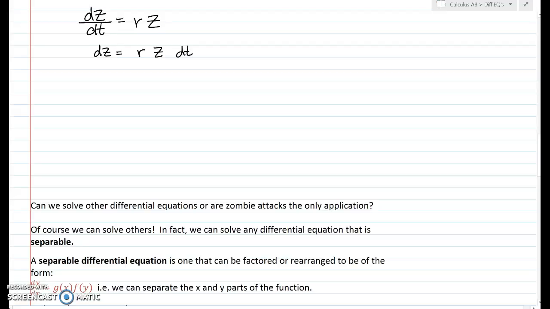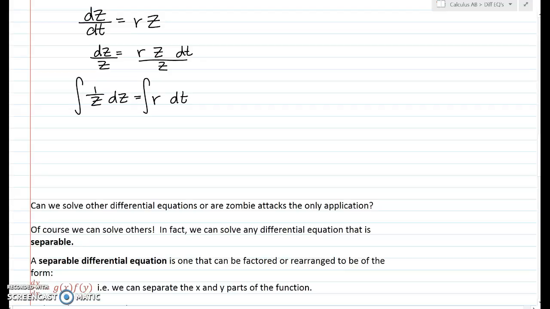But I want to keep all the same letter together. So I want to keep the z's with the dz and the t's with the dt. Well, we don't have any t's, but I do have a z that I can divide, which gives me 1 over z dz equals r dt. And this looks a lot like the second half of an integral. So I'm going to go ahead and integrate both sides.